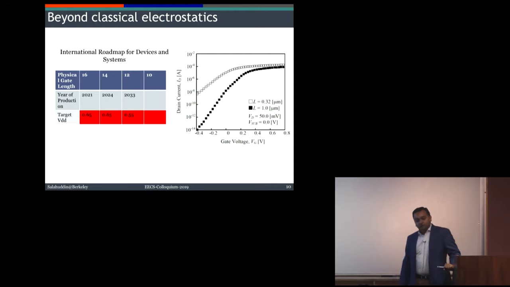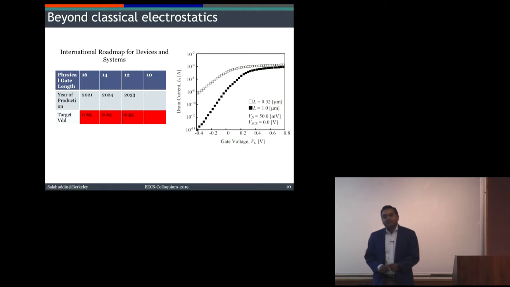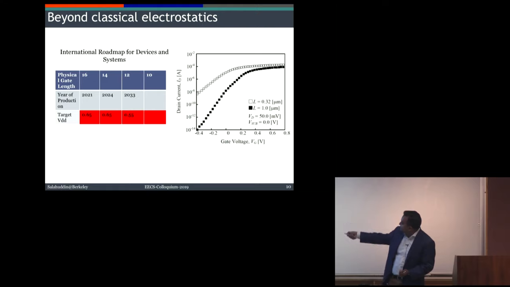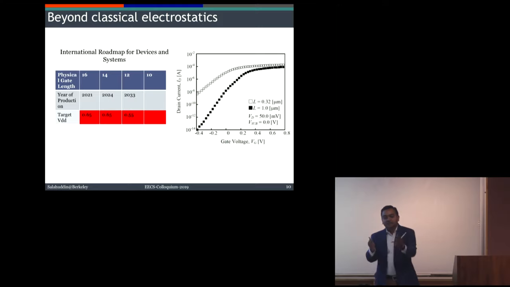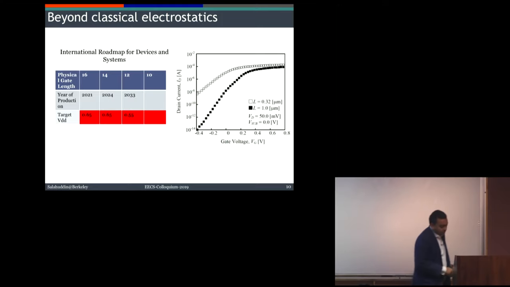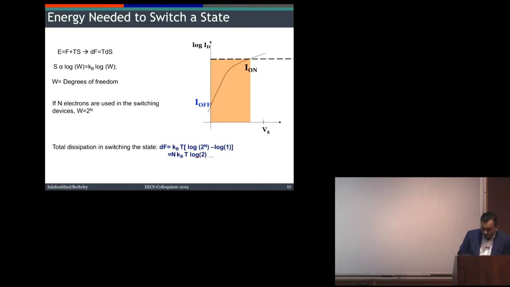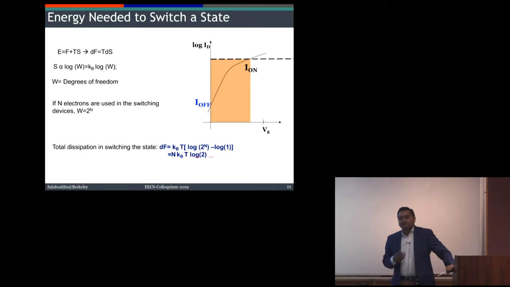Okay. So if you think about it, this means that we may have to go beyond what the classical electrostatics gives us, right? And if you think about this, this all has to do with the energy dissipation because I on, I off essentially tells you how much energy you are going to dissipate given a particular voltage. So this is where we can take a step back and ask, what are the fundamentals of energy dissipation? Why do we dissipate some energy while I'm trying to switch a transistor on and off, right?